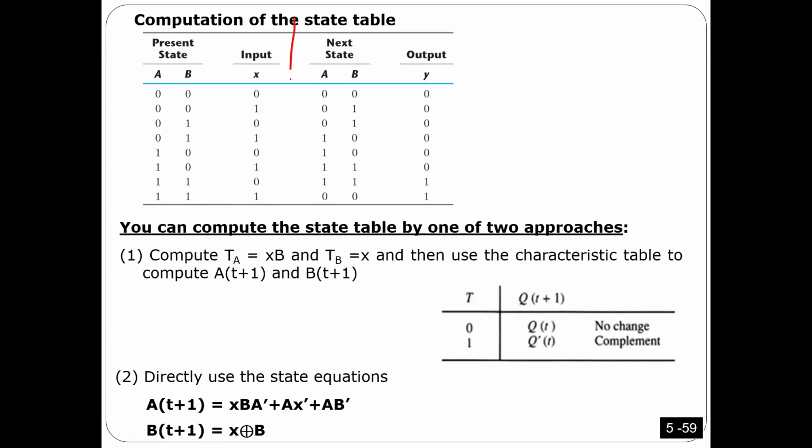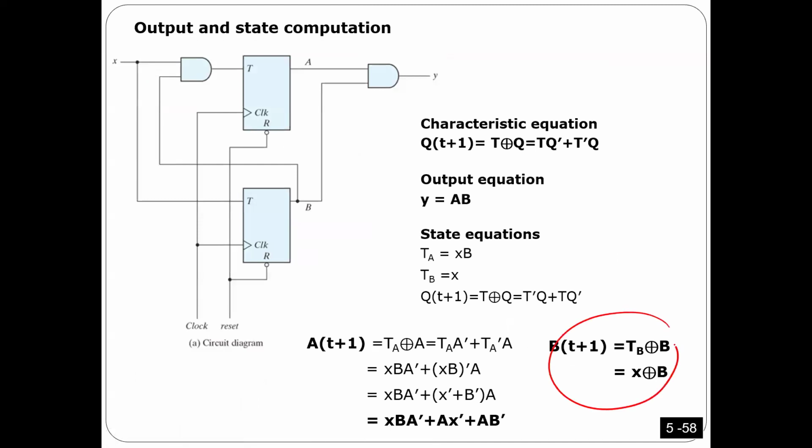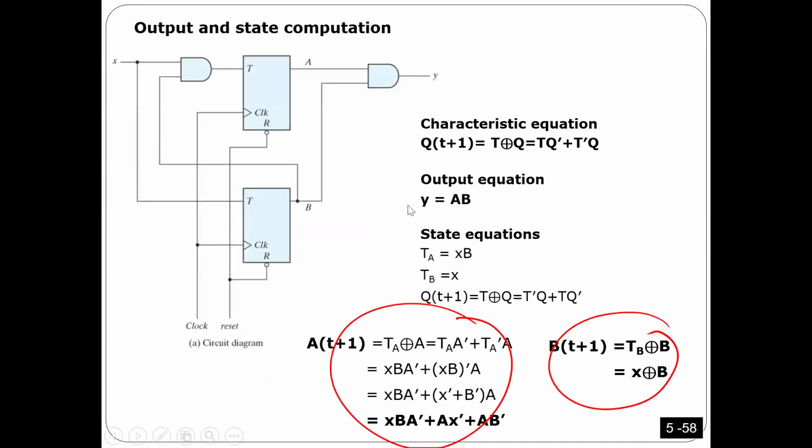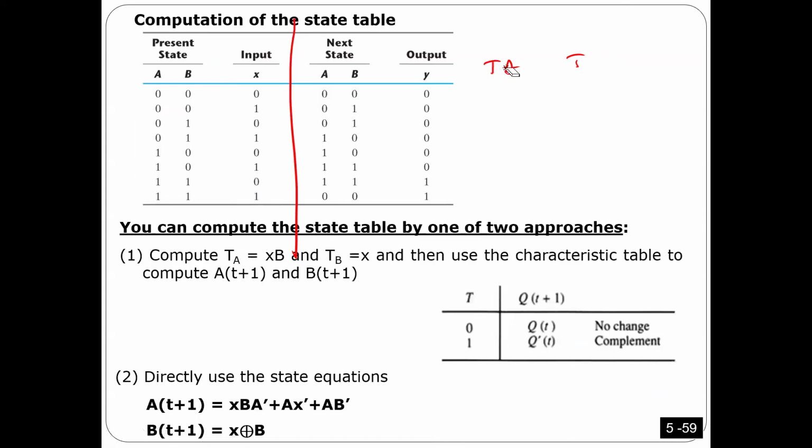As you see here, this is the input I have. This is the output. In order to calculate A or B, you have the choice. Either you can use the equations we calculated here, or you can calculate TA and TB. For example, this one is easy. TB is actually X. So here TB is equal to X, which is equal to this one. This is TB, which is actually 0, 1, 0, 1, and so on.